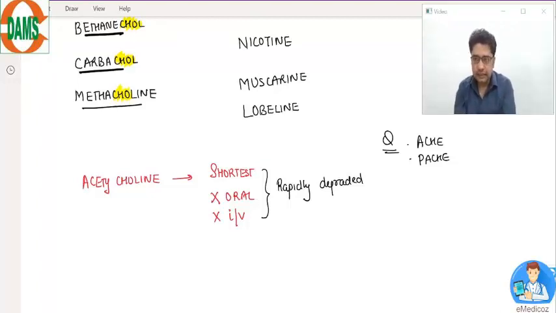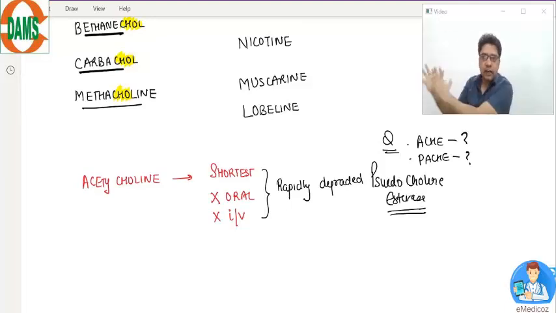The answer is, when you are giving acetylcholine as a drug, it will first come into the blood. So it is rapidly degraded by pseudocholine esterase, because in our blood, we have pseudocholine esterase. Acetylcholine esterase is attached to the end organ. So that is why.